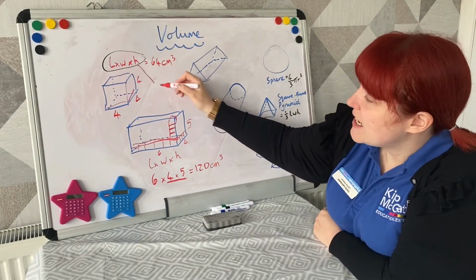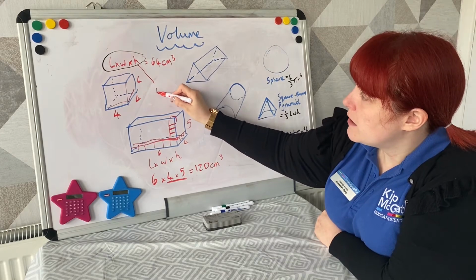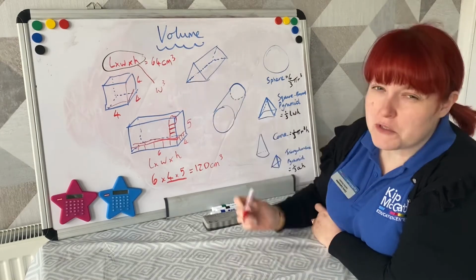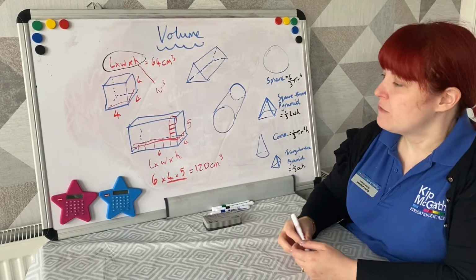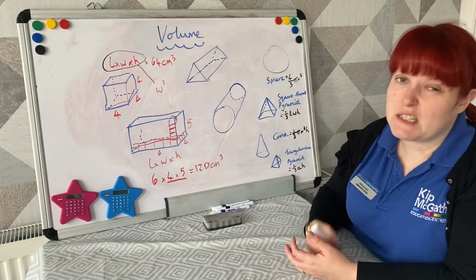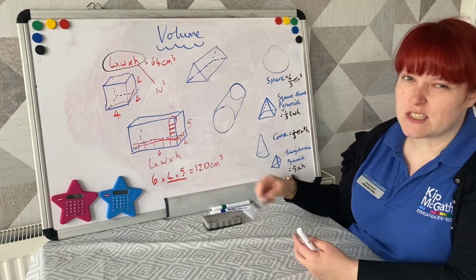When we were on this one here, sometimes people just put width cubed or length cubed or whatever, because it is literally just the 3 things times by each other. But if we say length times width times height, it makes it much easier for them to remember it with cuboids because it's always the same formula.